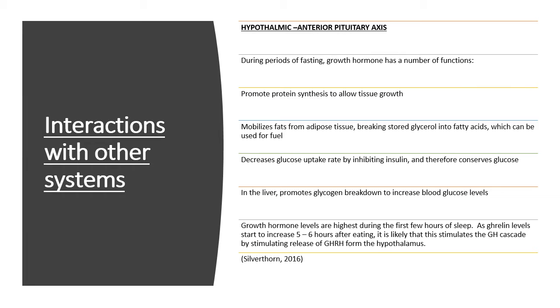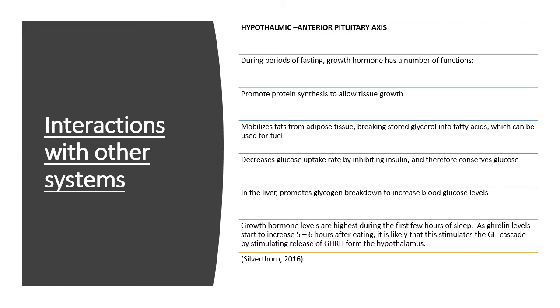As well as being responsible for stimulating appetite, ghrelin is known to encourage the secretion of growth hormone, which is quite independent from its appetite stimulating properties. It encourages the release of growth hormone releasing hormone, which releases growth hormone. During periods of fasting, this has a number of functions, including the synthesis of proteins to allow tissue growth. It mobilizes fats from adipose tissue. It also has effects on glucose homeostasis within the body. In the liver, it promotes glycogen breakdown to increase blood glucose levels.